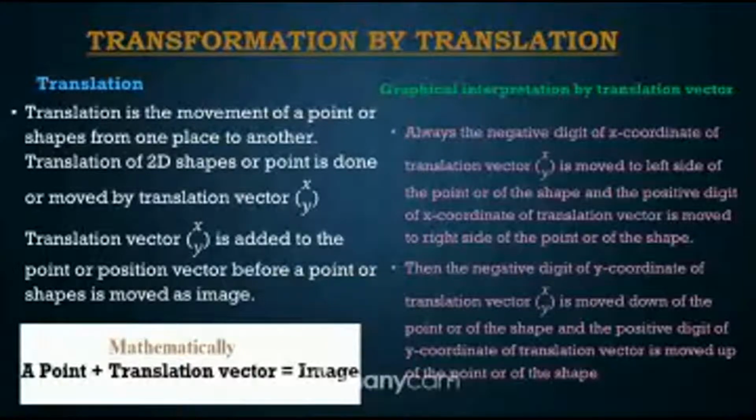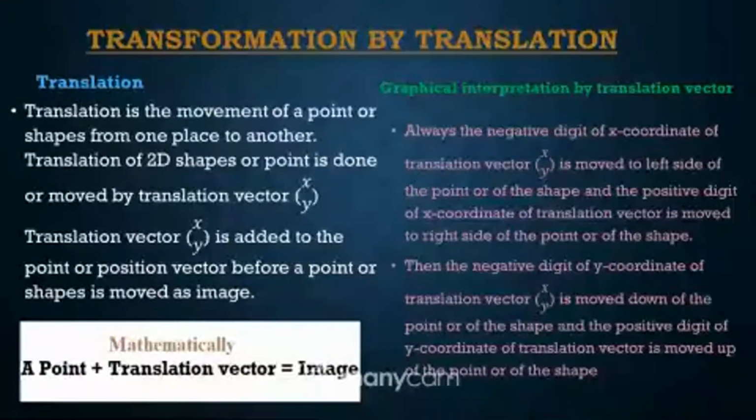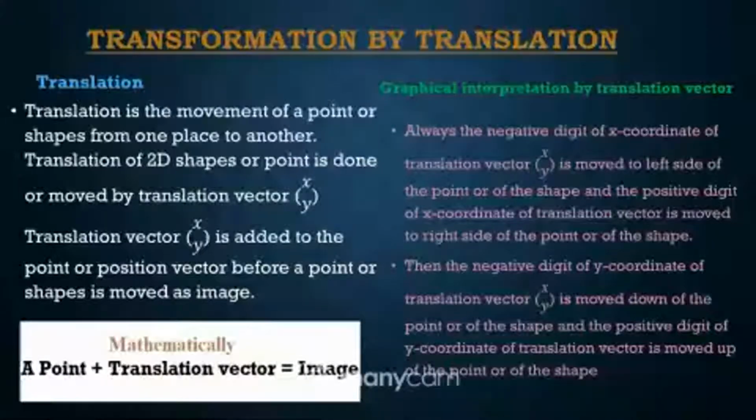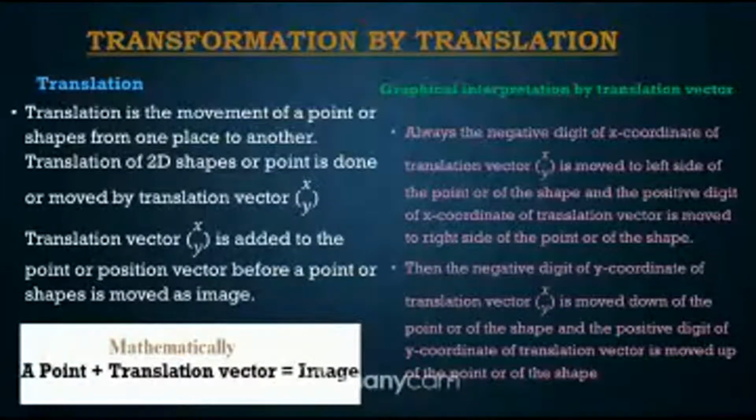A negative y coordinate of the translation vector moves the point or the shape down, and a positive y coordinate moves it up. So if the y coordinate of the translation vector is negative, you move down on the y-axis, and if it is positive, you move upwards.